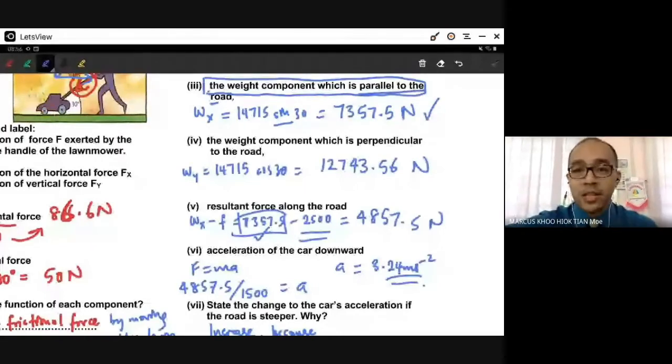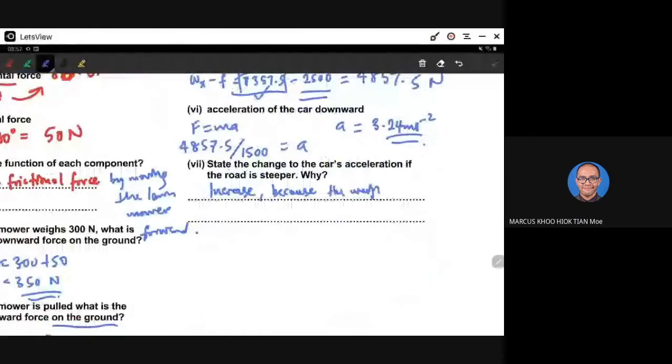Sorry. So the Wx will increase, because the weight component parallel to the road increases. So the acceleration will increase because the weight component Wx will increase, causing the acceleration to increase. Okay, very good.